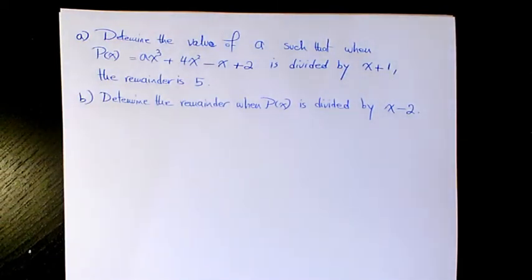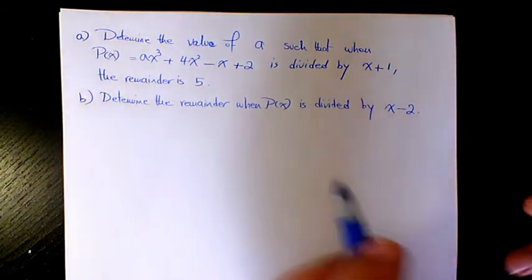Welcome to another video. In this video I want to show you some more examples regarding remainder theorem. I'm gonna start with this example. It says determine the value of a such that when p of x equals ax cubed plus 4x squared minus x plus 2 is divided by x plus 1, the remainder is 5. Let's do the first part first.